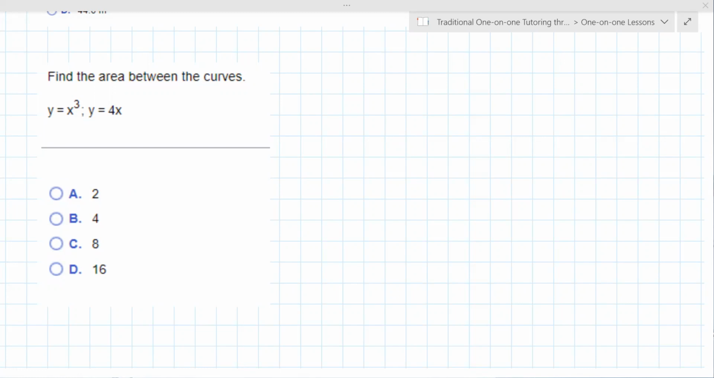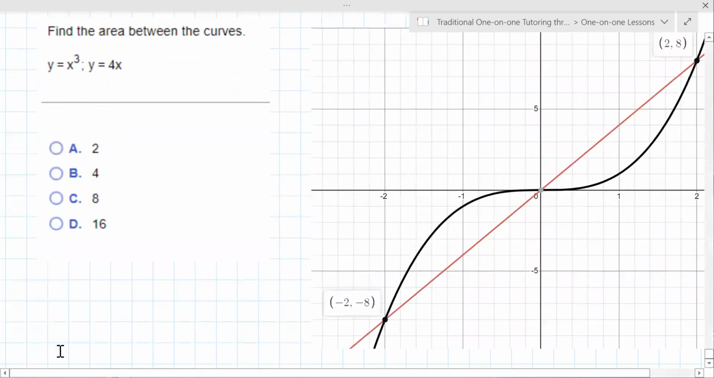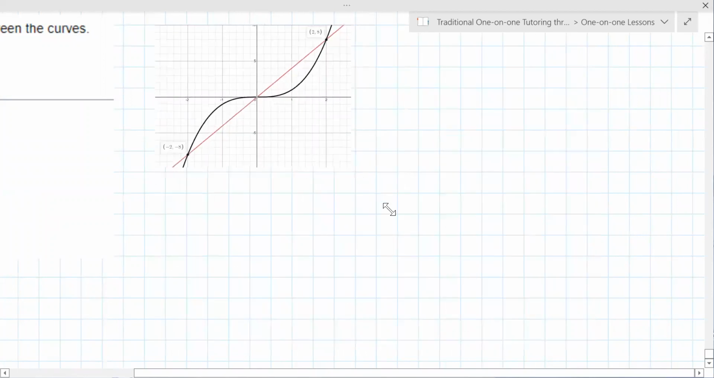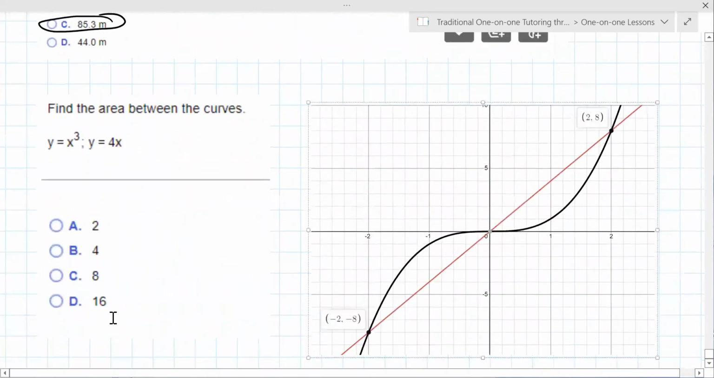So let me grab that here. All right, so here is the graph. The graph shows us that we want the area between the two curves, that there's an upper area and a lower area. When you're integrating, it's top minus bottom. So the way that you work around that is you do the absolute value of it, and then you don't have to consider that.